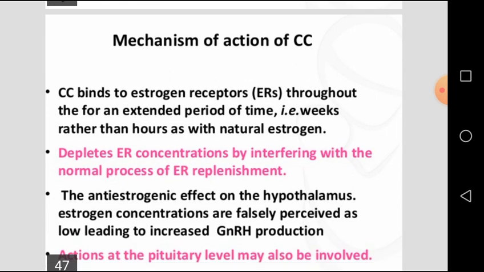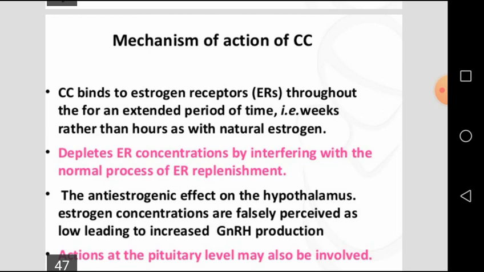What is the mechanism of action of clomiphene citrate? Clomiphene citrate binds to estrogen receptors for an extended period of time, that is weeks rather than hours, as with natural estrogen. This depletes estrogen receptor concentrations by interfering with the normal process of ER replenishment.